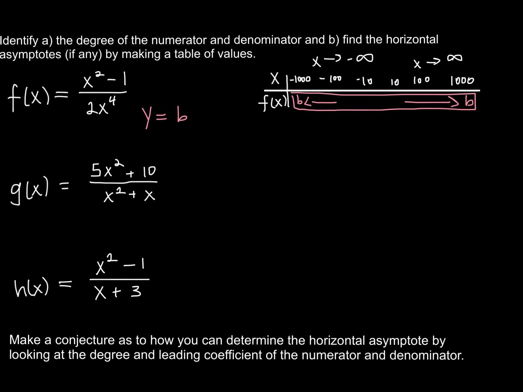So if you have not done so already, complete a table. You can use the same values here, 10, 100, 1,000, negative 10, negative 100, negative 1,000, for all three of these functions. And your goal is to determine what the horizontal asymptote should be for each. And then you want to make a conjecture as to how you can determine the horizontal asymptote by looking simply at just the degree of the numerator and denominator and the leading coefficient of the numerator and denominator. All right, so go ahead and complete that on your own, try and come up with the rule, and then we'll take a look together.